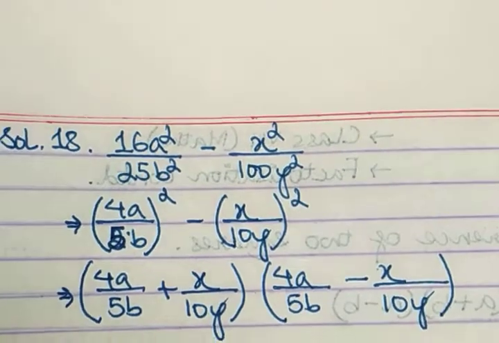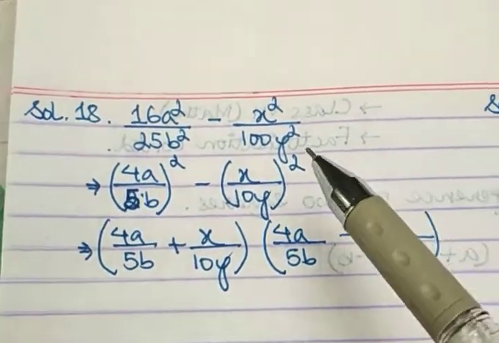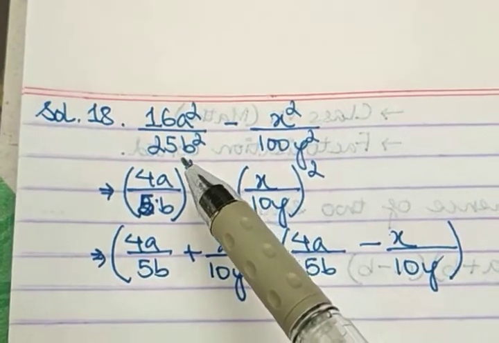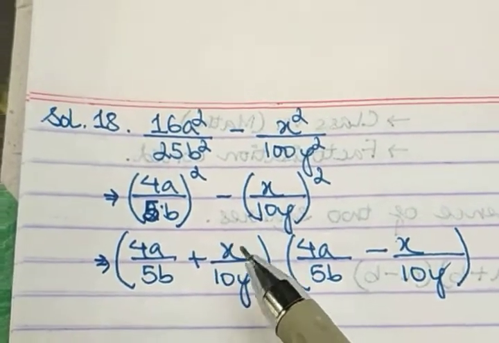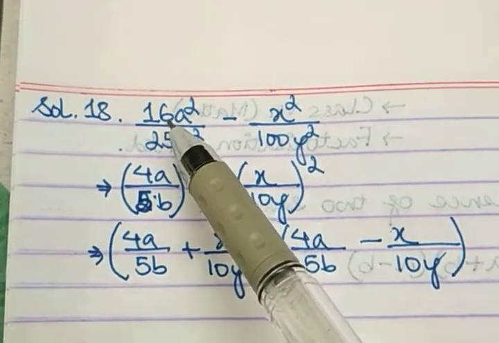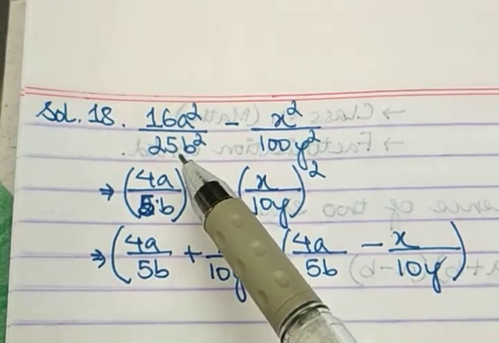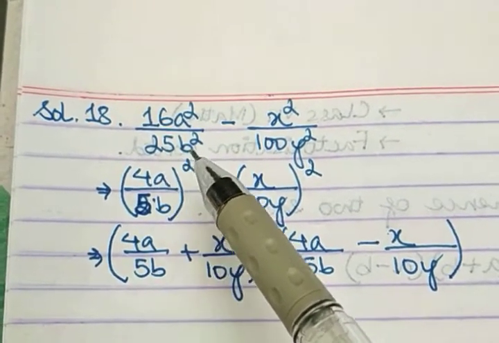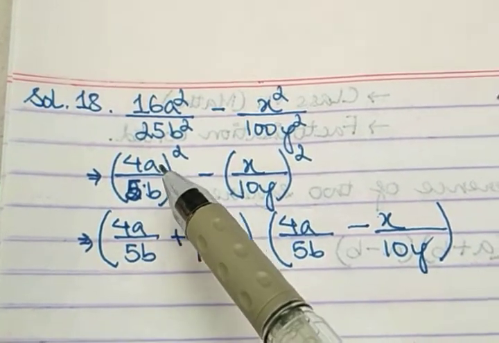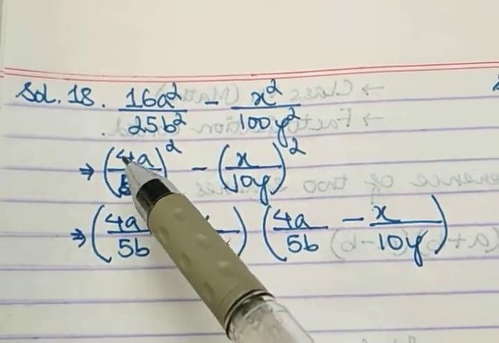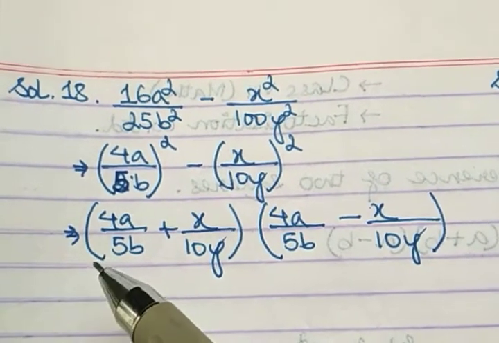For question number 18, what I have is 16a square divided by 25b square, minus x square divided by 100y square. Now, focus on the constant terms first. 16 is a perfect square of 4, so it can be written as 4a whole square, isn't it? 25b square can be written as 5b whole square. Now, since it is in fractional form, I can directly write it as a whole square, isn't it?